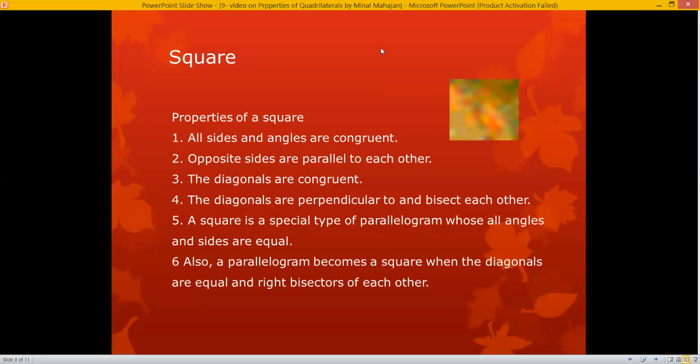Here is another shape, that is called square. Properties of square. All sides and angles are congruent. Opposite sides are parallel to each other. Diagonals are congruent. The diagonals are perpendicular to and bisect each other. A square is a special type of parallelogram whose all angles and sides are equal. Also, a parallelogram becomes a square when the diagonals are equal and right bisectors of each other.